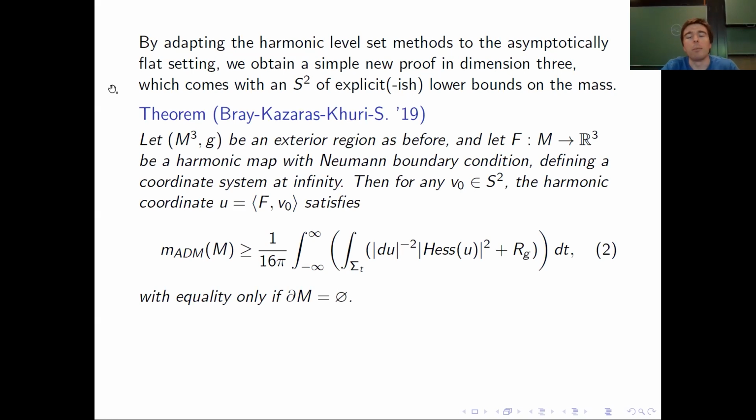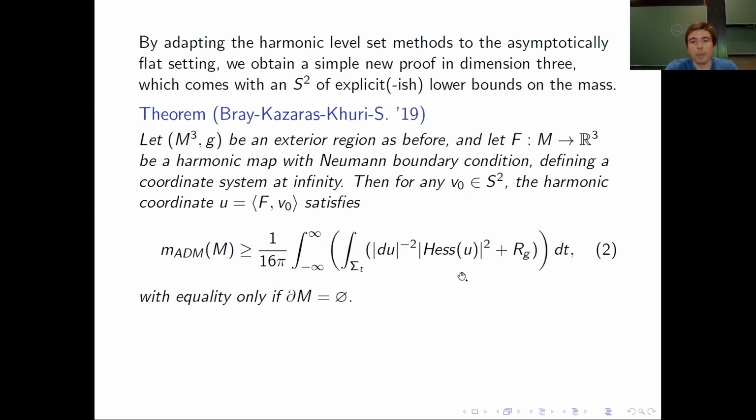Okay, so let M3G be one of these exterior regions representing one end of an asymptotically flat three-manifold. And then we have this harmonic map with Neumann boundary condition defining a coordinate system at infinity. We'll then pick any S2 direction for these coordinates, and the associated harmonic coordinate satisfies the following bound. So the ADM mass for our three-manifold is bounded below by this quantity here, which in particular gives us something non-negative in the Hessian of this coordinate function plus the ambient scalar curvature.